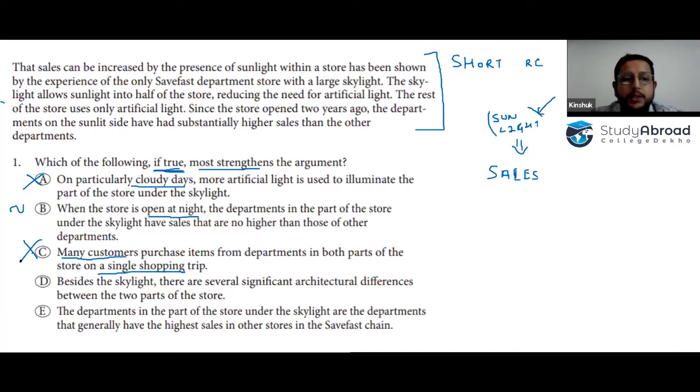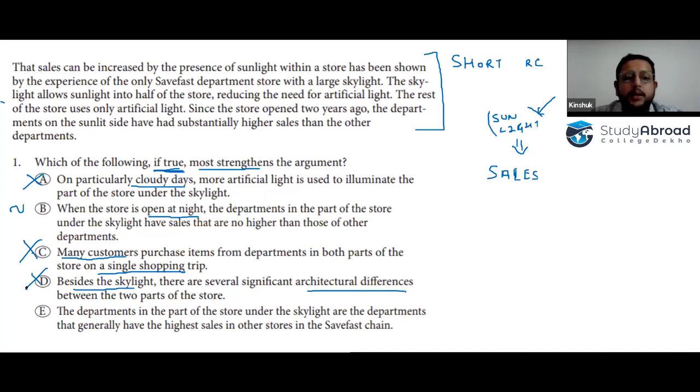Right. Next, answer choice D. Besides the skylight, there are several significant architectural differences between the two parts of the store. Right. So see, now this is telling us there are other differences as well. So besides the skylight, there are other differences in the architectural way. So now this answer choice is again not helping us with how sunlight is connected with the sales part. So it doesn't connect, it will be eliminated.